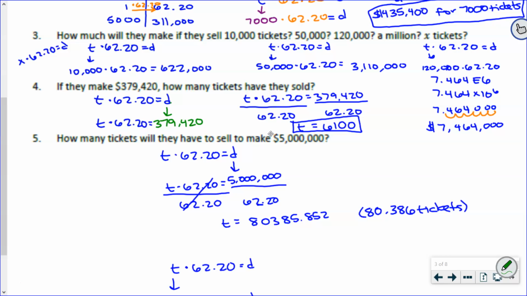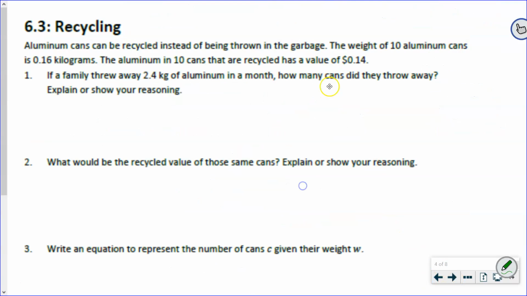So when we write the equation first, we can use it to solve all sorts of problems. With that in mind, let's look at our next example. 6.3 Recycling. Aluminum cans can be recycled instead of being thrown in the garbage. The weight of 10 aluminum cans is 0.16 kilograms. And the aluminum in 10 cans that are recycled has a value of 14 cents.